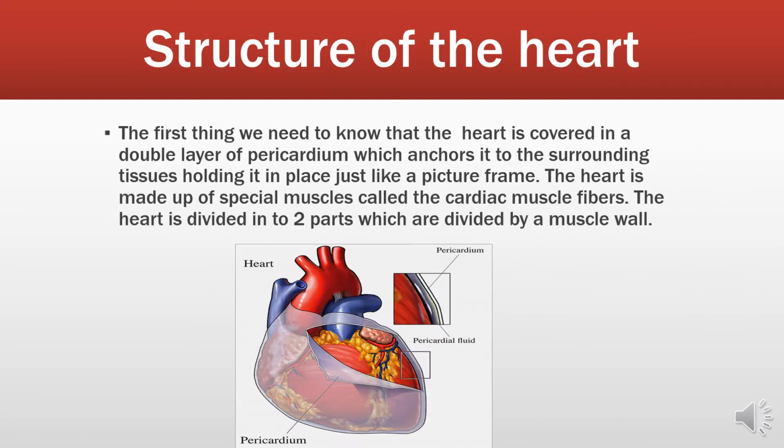So, the structure of the heart. The first thing we need to know is that the heart is covered in a double layer of pericardium, which anchors it to the surrounding tissues, holding it in place, just like a picture frame. The heart is made up of special muscles called cardiac muscle fibers. The heart is divided into two parts, which are further divided by a muscular valve.